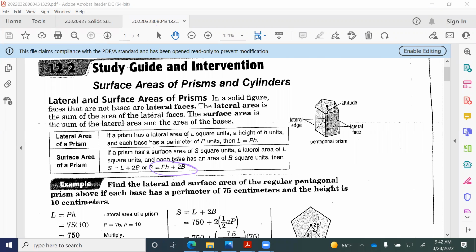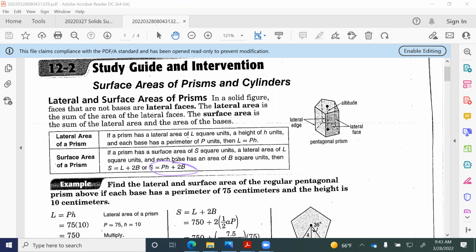The idea behind that uppercase h is it stands for the height of the entire solid. So a lot of times you'll see them use that uppercase h, so we're talking about the height of the entire solid. Now, the height of the solid for a prism is going to be the distance between the 2 bases.